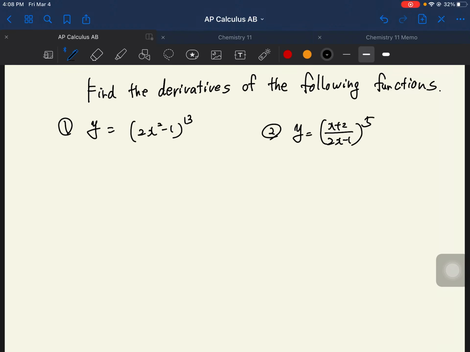Today, I'm here to explain about this question. Find the derivative of the following functions. Let's start with number A. So number 1: y equals (2x² − 1) to the power of 13.